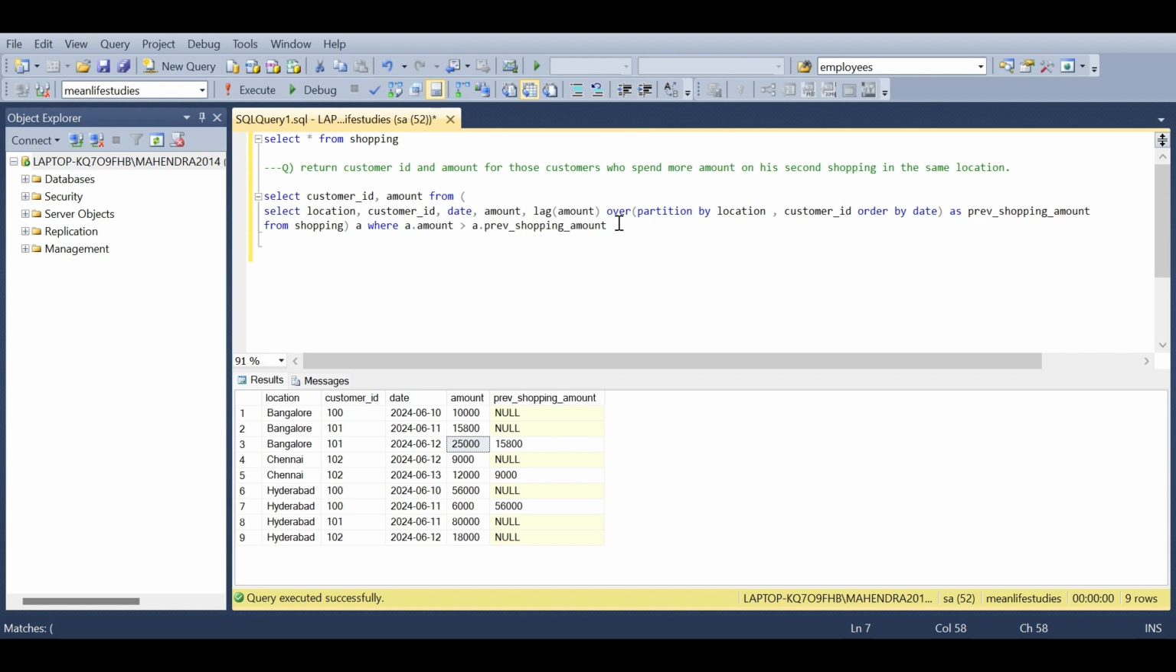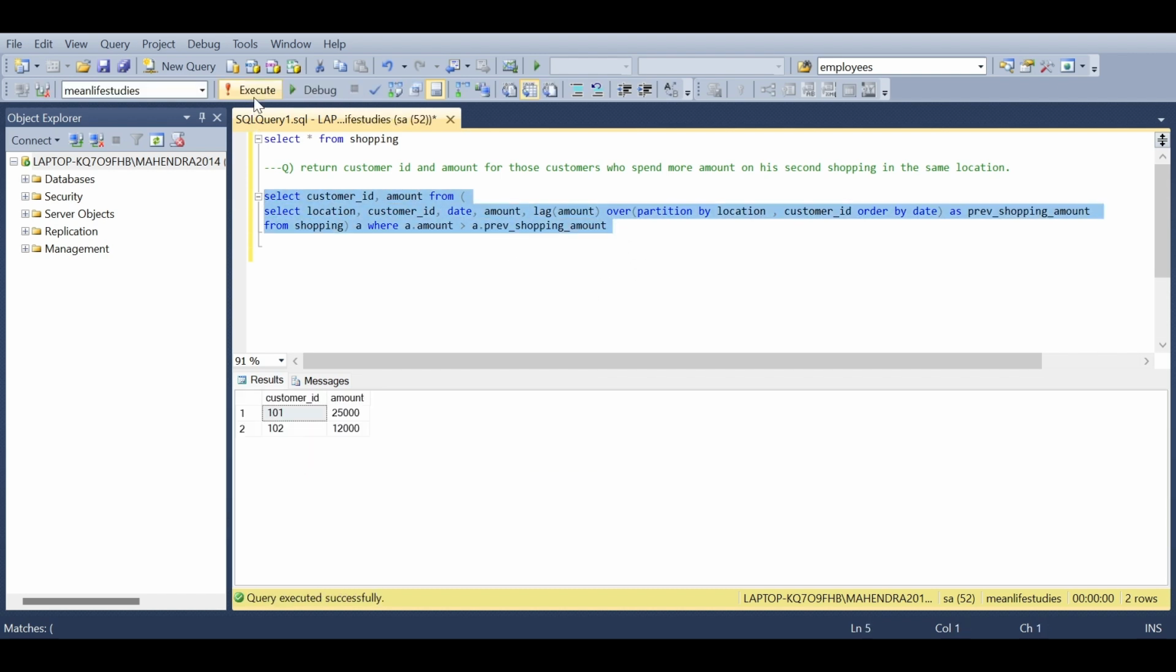Now if we execute this one, you can see our expected output only, right? This means a customer who did shopping two times in the same location, and we need to return those customers' details whose second shopping amount is higher than the previous day shopping. I hope you understand this problem and the solution.